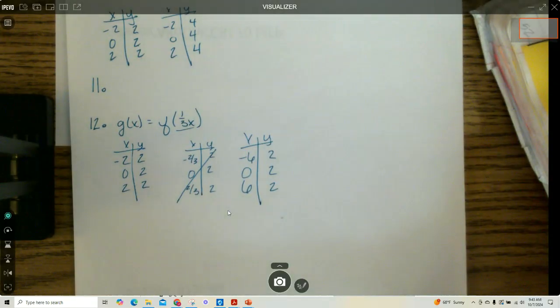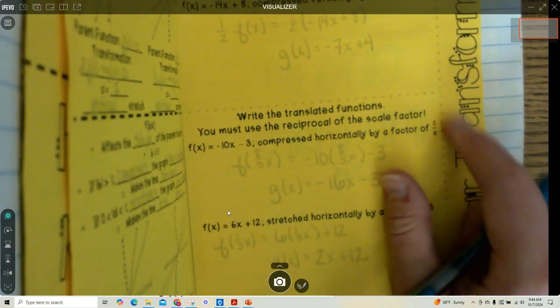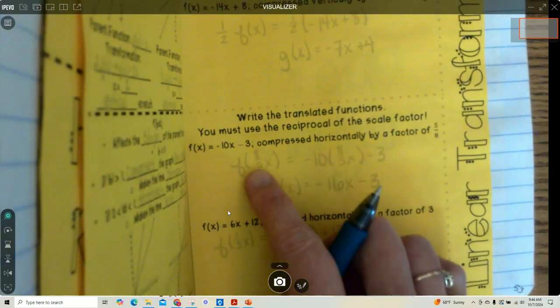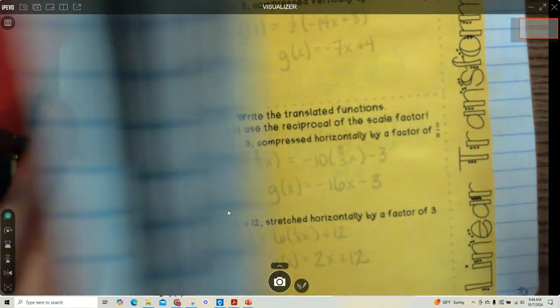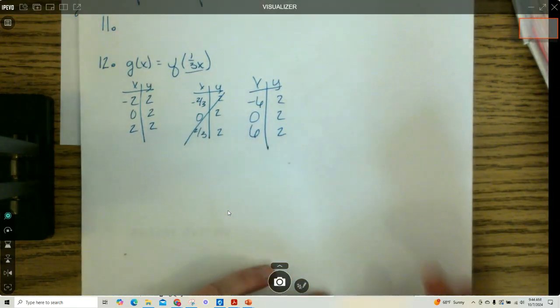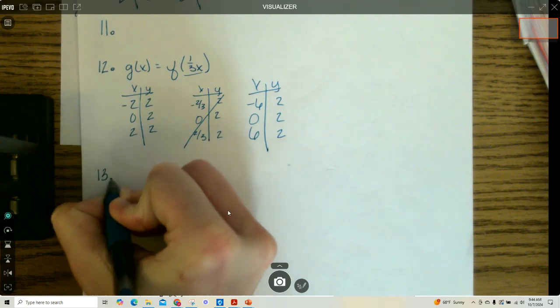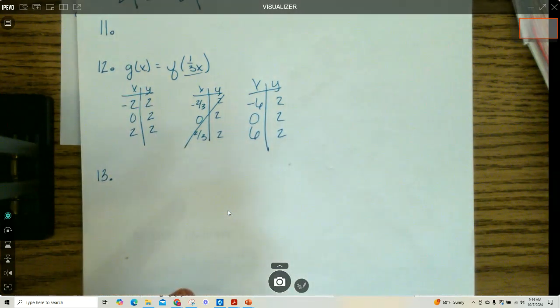And that's what I was just looking at my notes for, because it shows it here. Like the scale factor here is 5/8, but we'd multiply by 8/5. Flip the fraction, it's the reciprocal. Okay, 13.